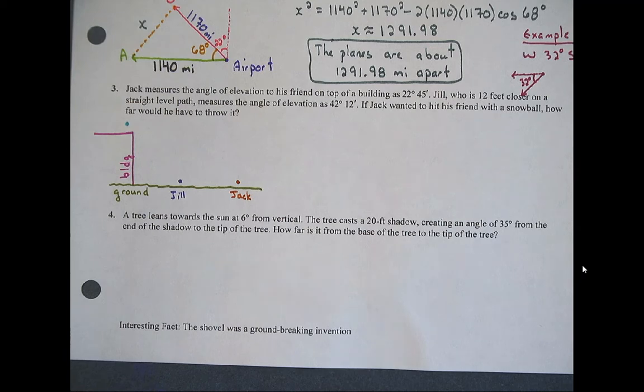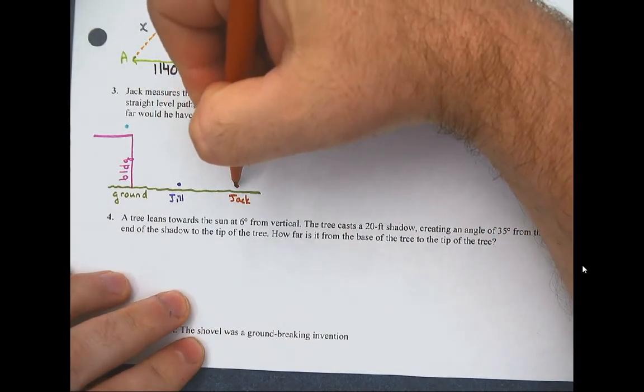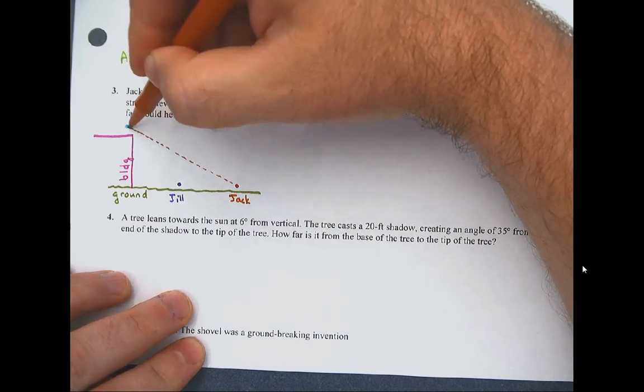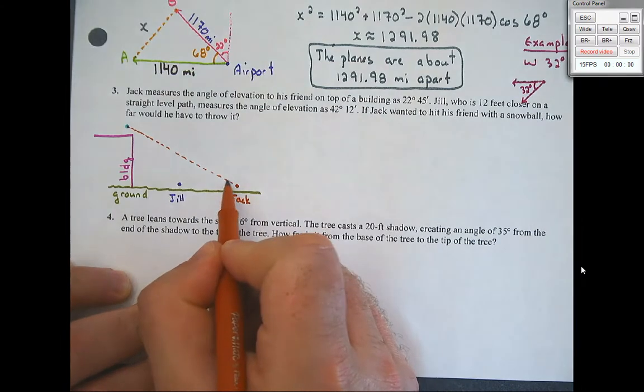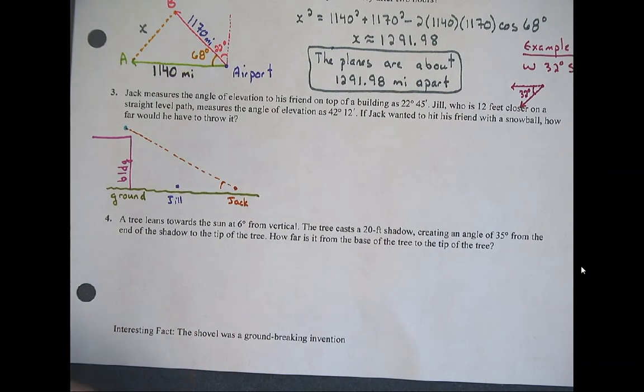Notice I haven't put any numbers in yet. I haven't even tried to draw my triangles yet. I'm just drawing the physical objects. Jack measures the angle of elevation to his friend. So the angle of elevation to the top of the building, that's where Jack looks from where he is, and he looks up. That means then that this would become the angle of elevation.